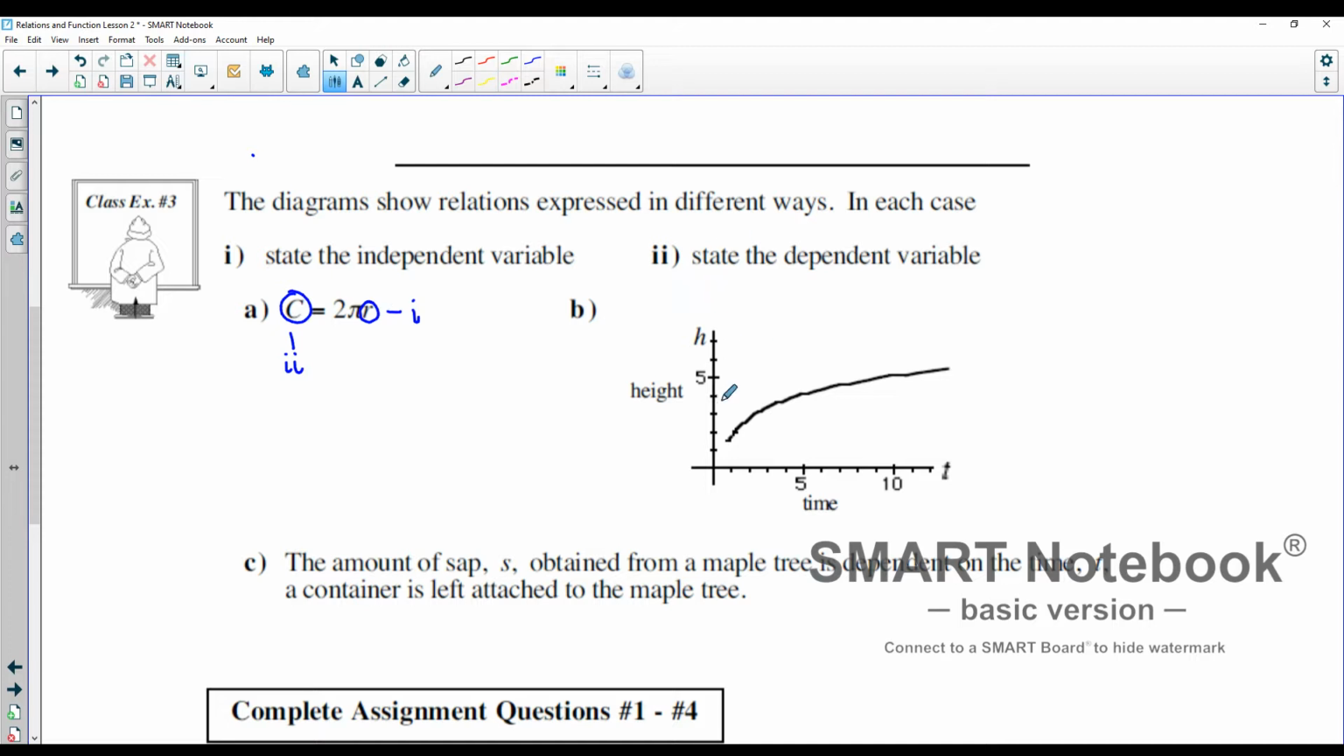This one, you have a graph. And as mentioned before, we always put our x variable on the horizontal axis, and we always put our y variable on the vertical axis. Therefore, your height would be the dependent variable, which is 2, and the time would represent the independent variable, which would be I.